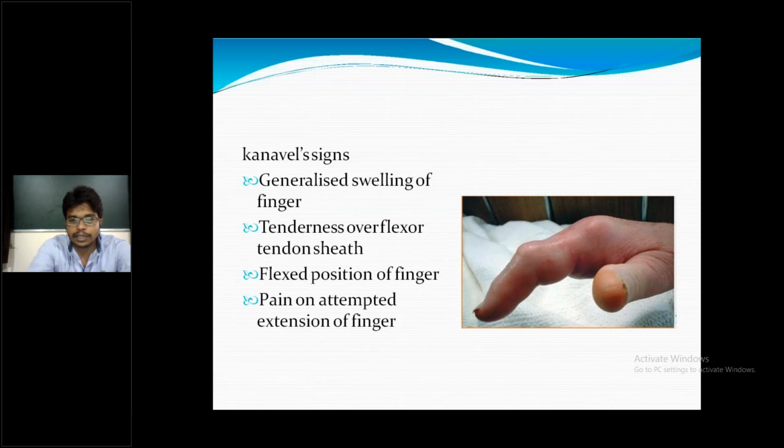This is one of the important signs, and it is important in the entrance exam also. Kanavel sign: these four features are definitely present. The Kanavel sign is a feature of flexor tenosynovitis. Generalized swelling of the finger. See, this index finger is generalized swollen, with tenderness along the flexor tendon sheath. Flexed position of the finger; you cannot extend it. On active extension, the patient will feel pain. Pain on attempted extension.